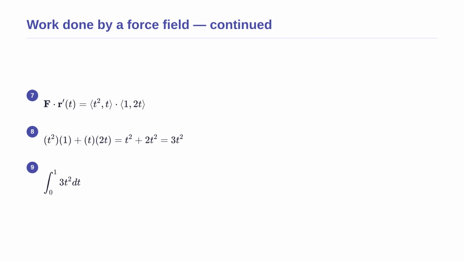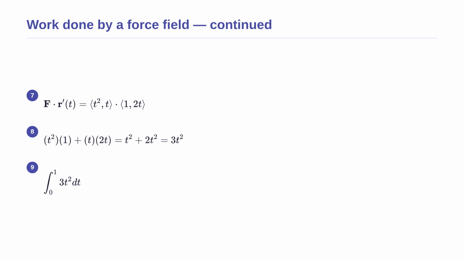Now that we have both vectors, we set up the dot product between the force vector and the velocity vector. We multiply the first components together and multiply the second components together, then add the results. We get t squared times 1 plus t times 2t. This simplifies beautifully to 3t squared.